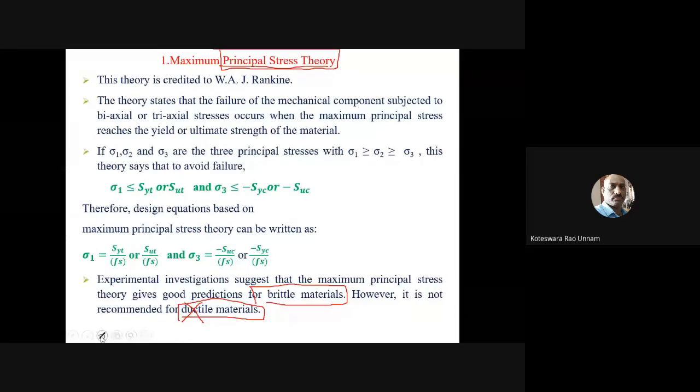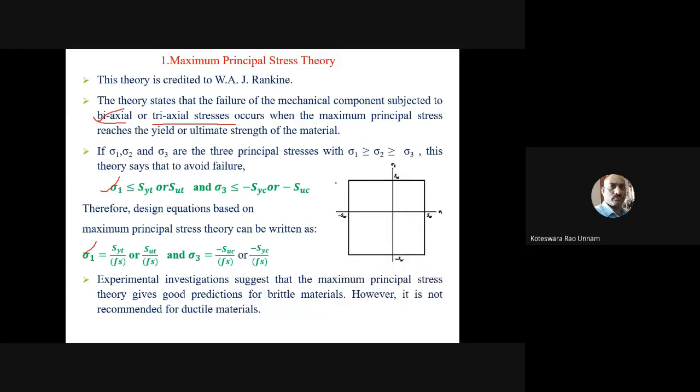Next, since it is a biaxial or triaxial state of stress, suppose I take a biaxial state of stress. How can I define the failure envelope for this theory? For that, I simply need to take these failure equations. If I plot these failure equations on a sigma 1 and sigma 2 graph, then I'll get the failure envelope. So this is the failure envelope for this maximum principal stress theory.